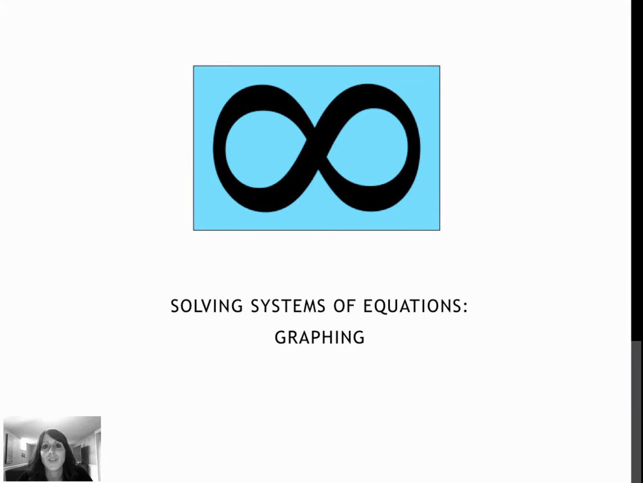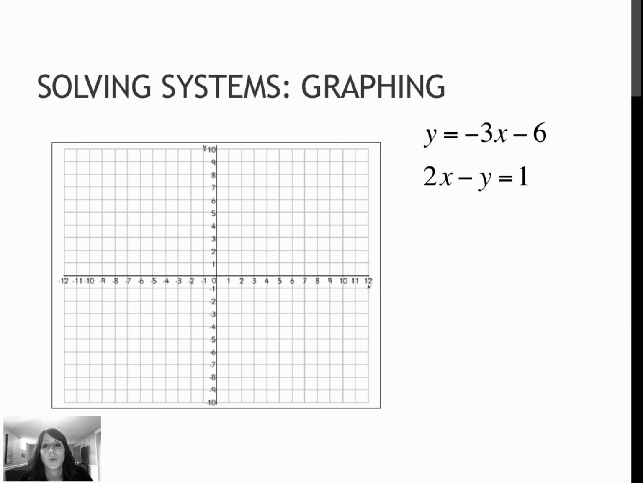One method for solving a system of equations is by graphing. When we graph a system of equations, we're going to graph each of the equations that we are given, and we are looking for the point at which they cross, if they do in fact cross.